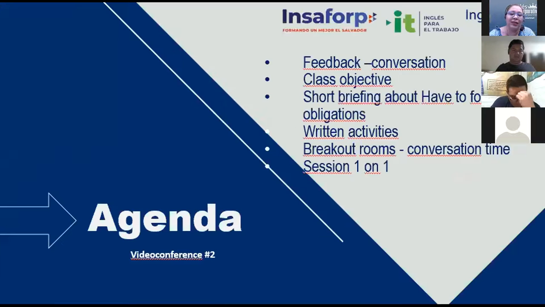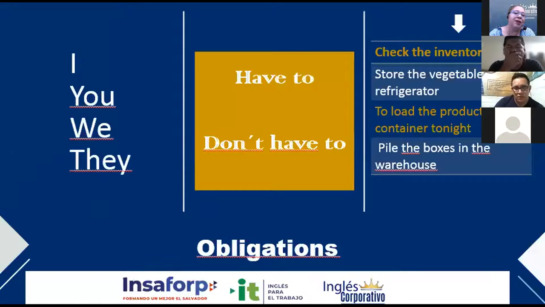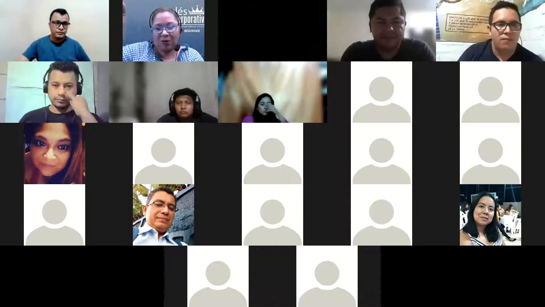Vamos a ver entonces que nuestra agenda para el día de hoy era el feedback, ya tuvimos nuestra conversación. We're talking about the class objective, and now we go to a short briefing about have to for obligations. Then we are going to our manuals to do the written activities, and in the breakout rooms, we're going to practice some conversation, a conversation that we have in our manual. So let's start. Perdón, ahorita dejo de compartir porque ya introdujimos, ¿sí?